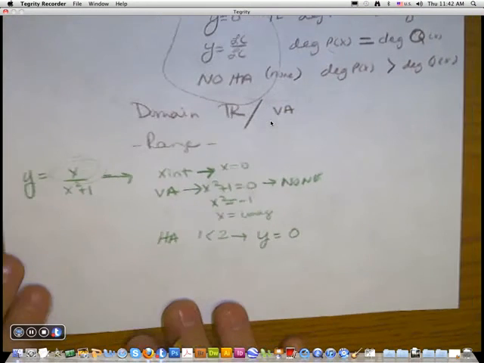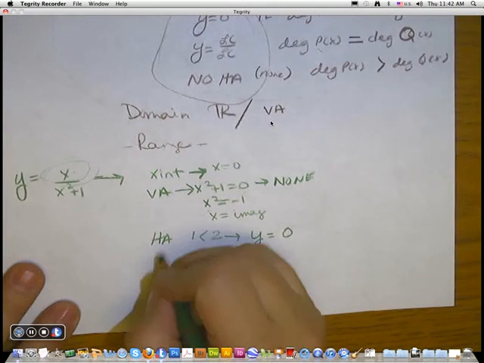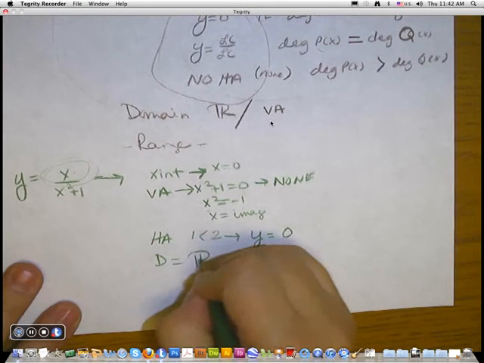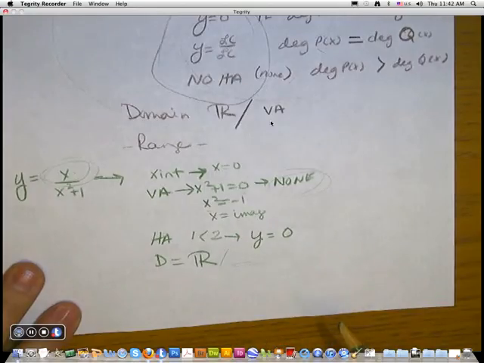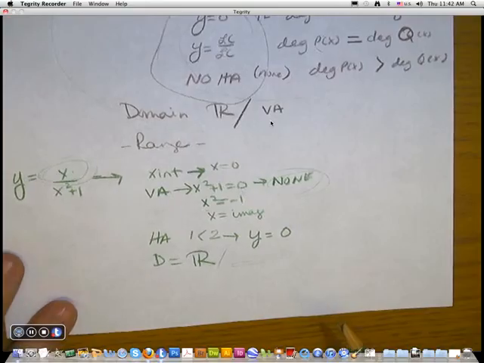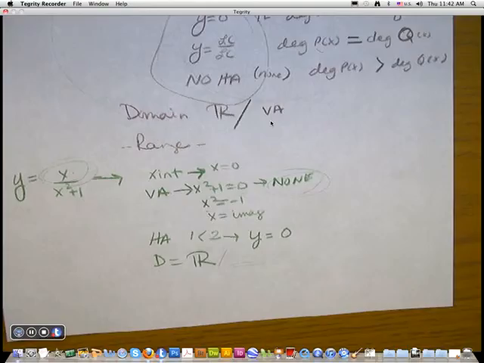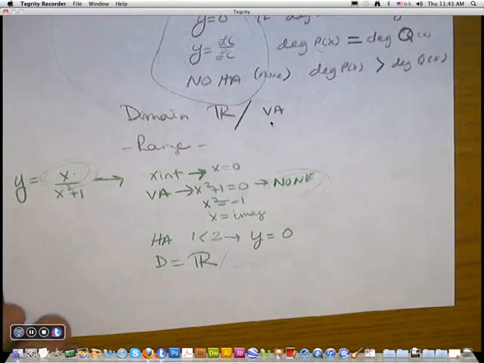Okay. Domain in this case is all reals. There are no exceptions because there were no vertical asymptotes. And we can't tell the range from this. You'd have to look at the picture after you graph it, you find some points.